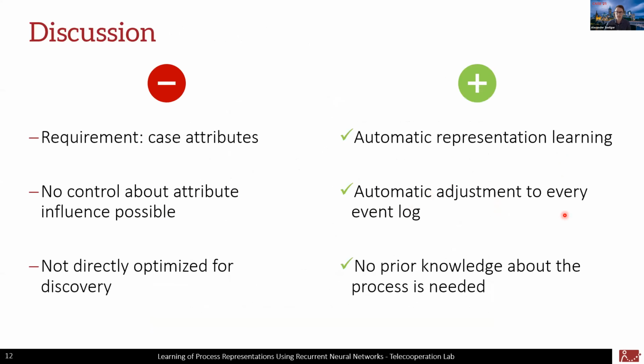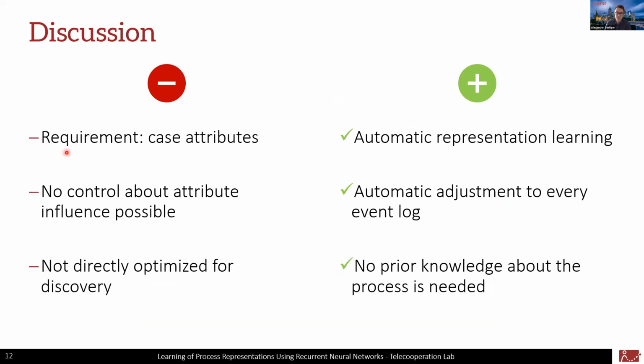So obviously there are some pros and cons with our approach. It only works if you have some kind of case attributes, and they need to be of high quality, otherwise we'll just learn nothing, and it doesn't really make sense to learn random attributes, so to speak.